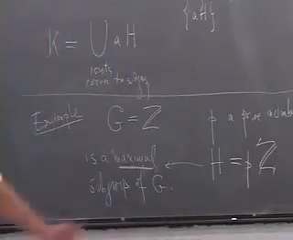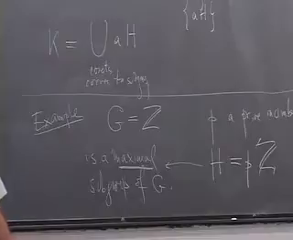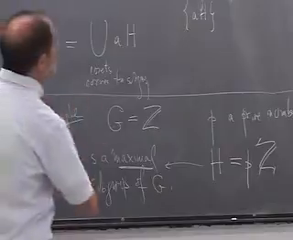Maximal meaning anything larger than it is the entire group. You can't get any bigger. Okay? So that's some kind of way we're going to use this quotient theorem.